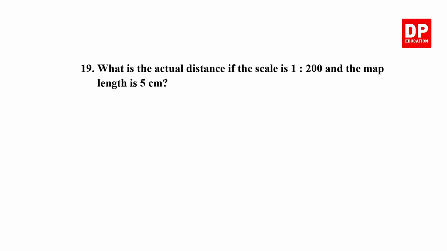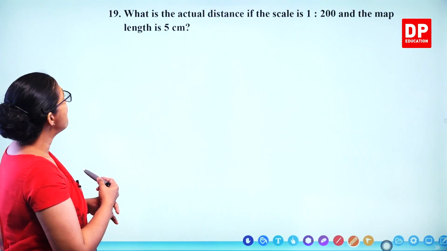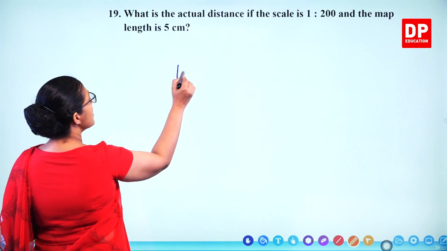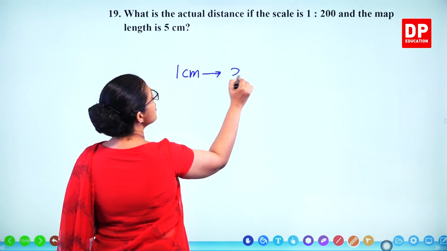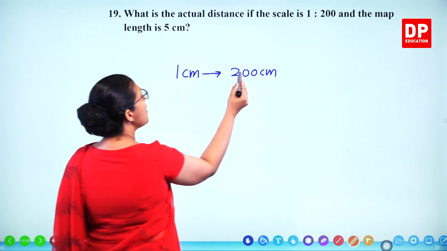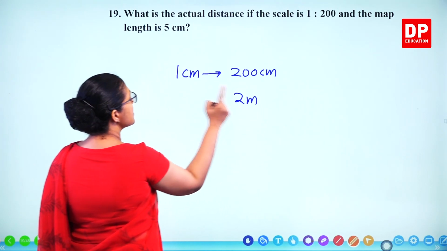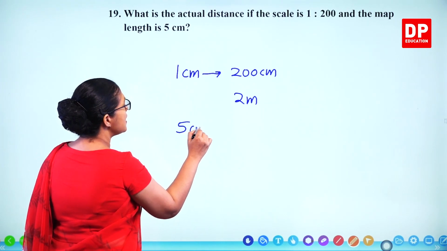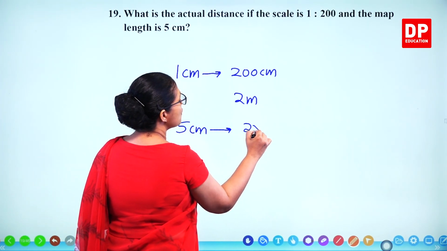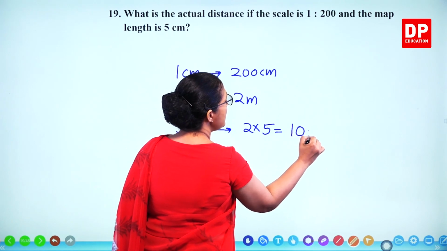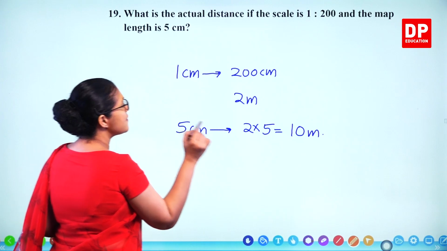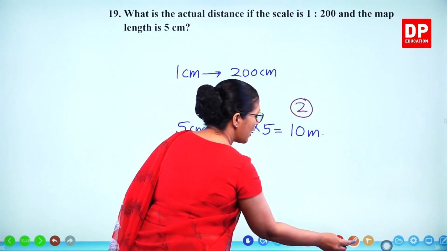Question number 19. What is the actual distance if the scale is 1 to 200 and the map length is 5 centimeters? 1 to 200. 1 centimeter represents 200 centimeters. Divide by 100, you get 2 meters. So 1 centimeter represents 2 meters. What about 5 centimeters? 2 times 5, that's 10 meters. So that's the actual length represented by the 5 centimeter length. You get 2 marks.